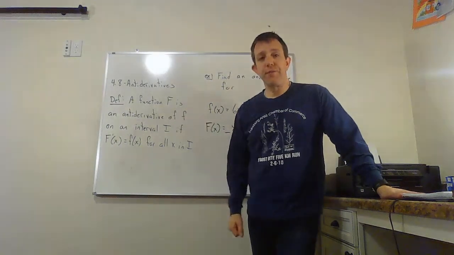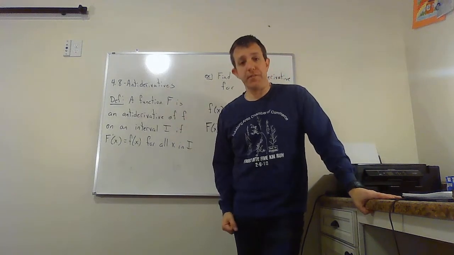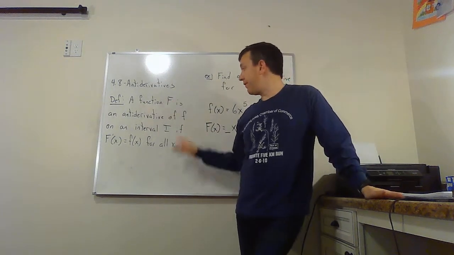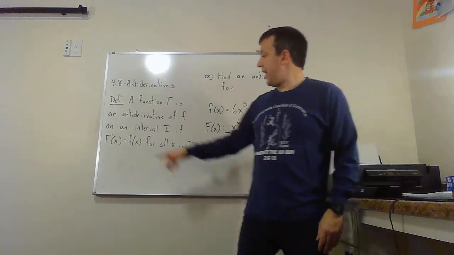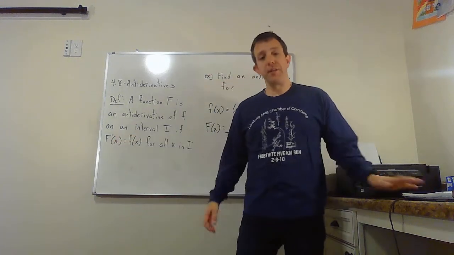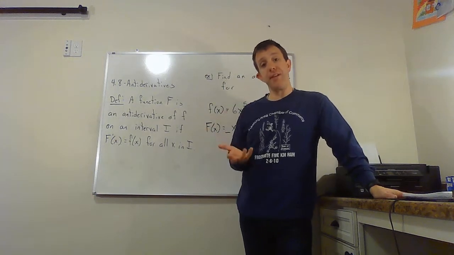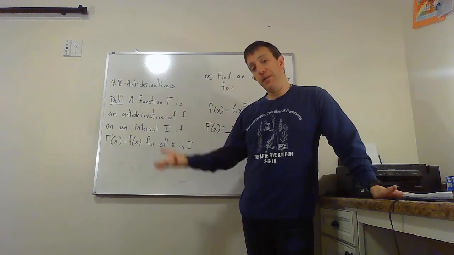Today we're looking at section 4.8, antiderivatives. So the definition of an antiderivative is that a function capital F is an antiderivative of the function little f on an interval I if capital F prime of x is equal to little f of x for all x in that interval. Basically, you have an antiderivative if, when you take its derivative, you get the original function.